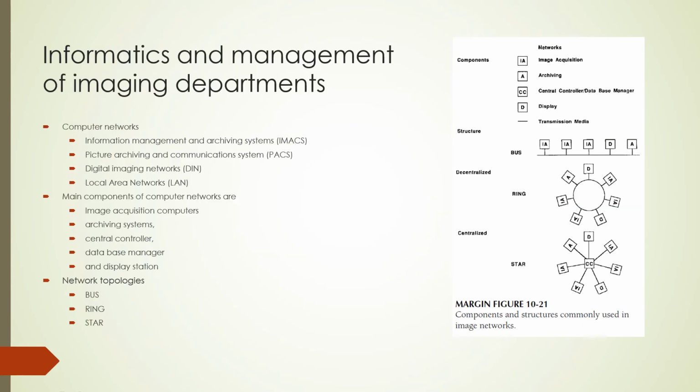Let's look now at image storage and management in the next few slides. Acquired images are transferred and stored in computer networks. These computer networks are known by various names shown here. A common network is the Picture Archiving and Communication System, or PACS. The main components of computer networks are image acquisition computers, archiving systems, a central controller, a database manager, and a display station. The figure shows the network components and various topologies.